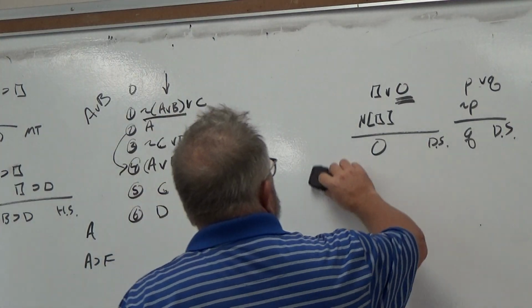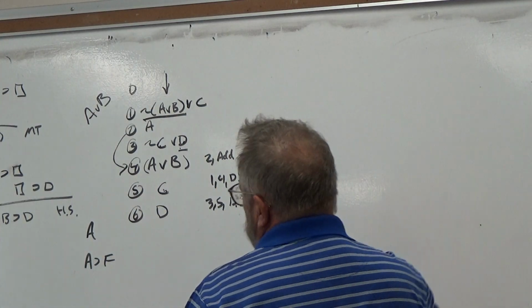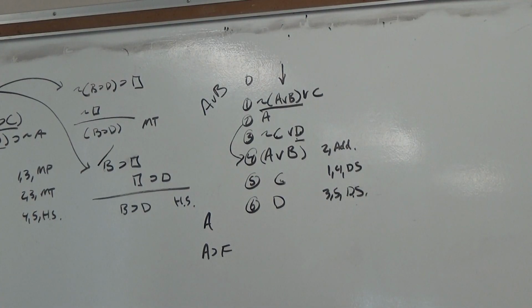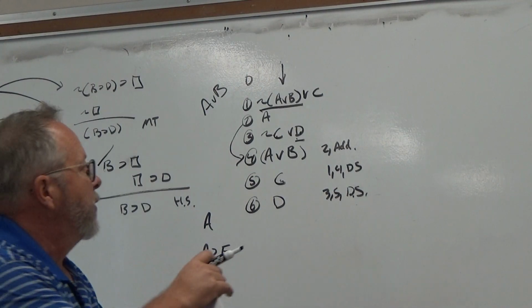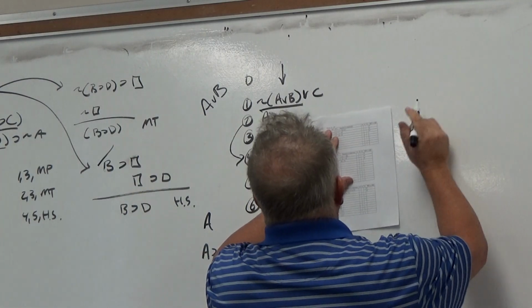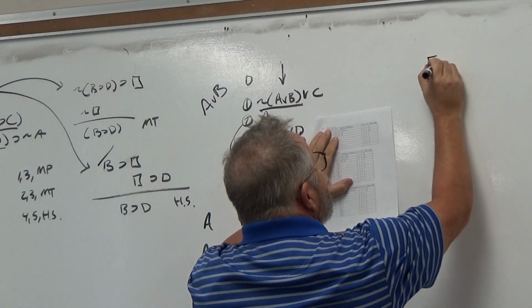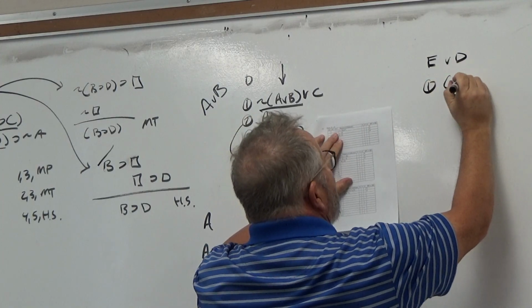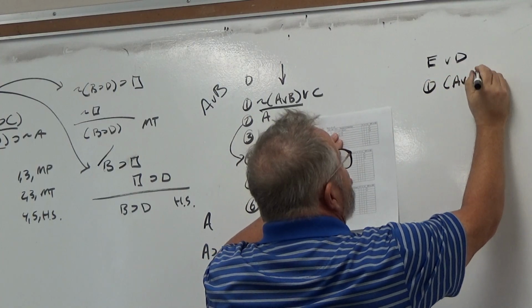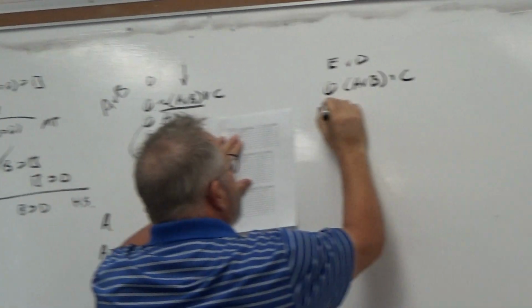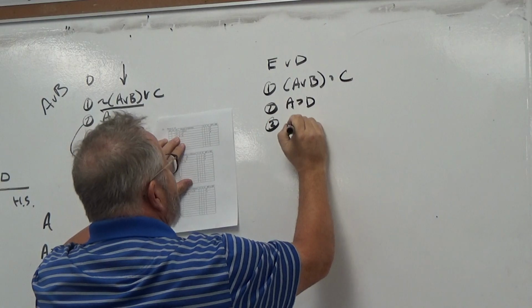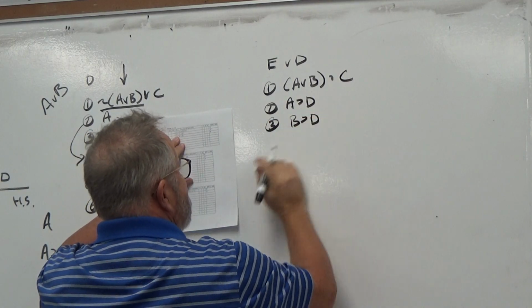Okay, so that was number 2. Okay. So number 3. Number 3 is prove E or D, and we have A or B and C, and we have A then D, and we have B then D.